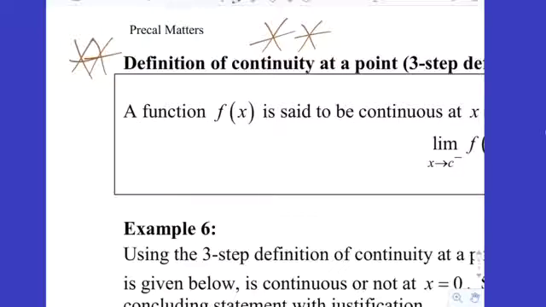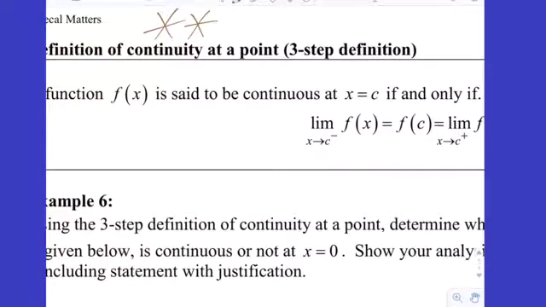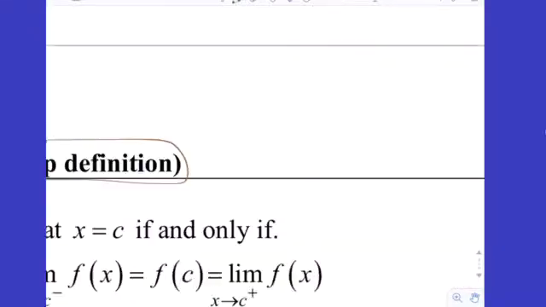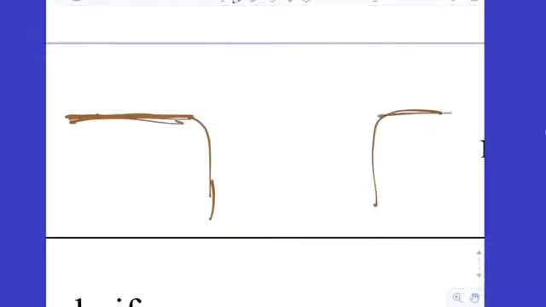Okay. So this is called the definition of a function's continuity at a point, and it's a three-step definition. Real quickly, before we look at it, let's think of a function as being a road. The graph is the road, and the function value at x equals c is kind of like where there's a chasm or some kind of canyon.